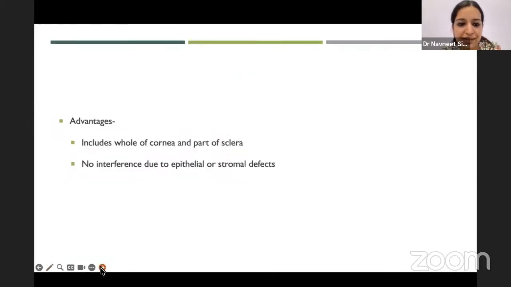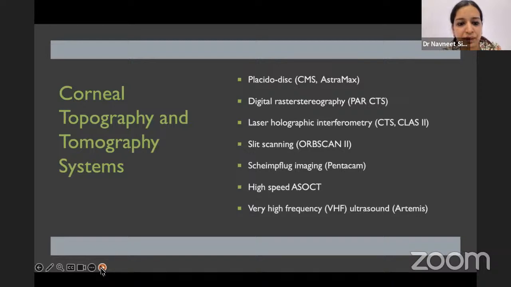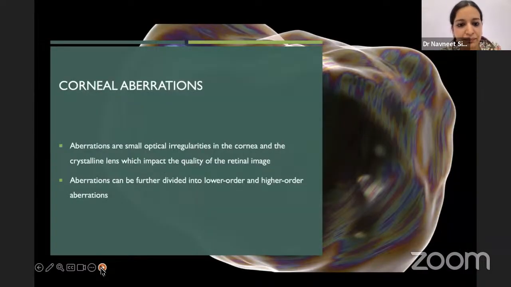The advantages are that it covers the whole of the cornea and also includes part of the sclera, and there is no interference due to epithelial or stromal defects. Now these are the various corneal topography and tomography systems which are quite commonly used, out of which high accuracy is given by slit scanning, Scheimpflug imaging, high-speed ASOCT, and very high-frequency ultrasound. All of these will be covered in the upcoming lectures in detail.